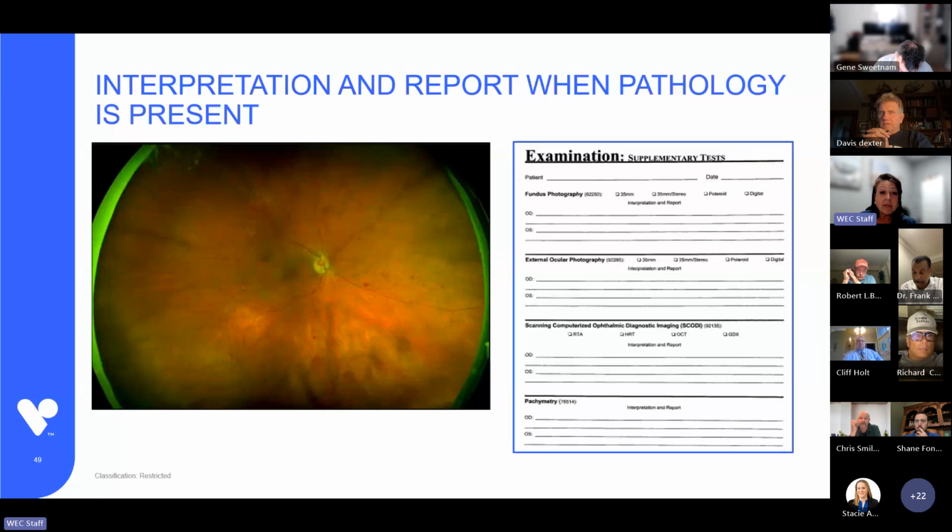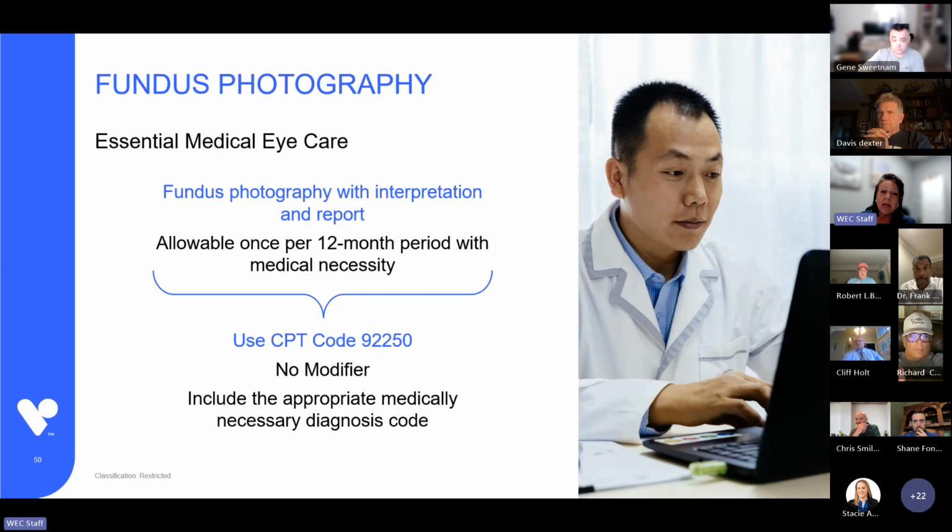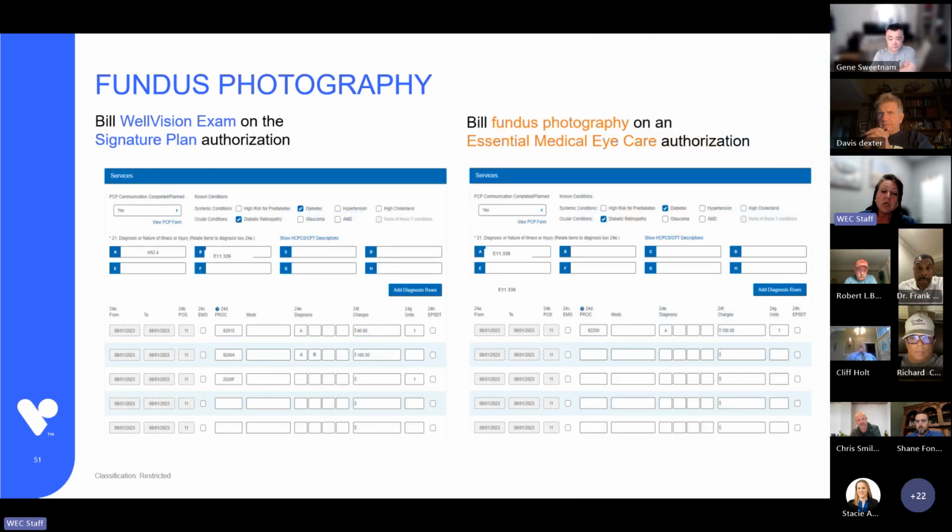So let's say that retinal screening, though, shows some pathology. Well, then you're going to bill that under a 92250 like you're used to with no modifier, just like you would to Medicare or United Healthcare. So that code you're familiar with. Again, no modifier tells VSP there is pathology. It's just a regular fundus photo. It's not a screening.